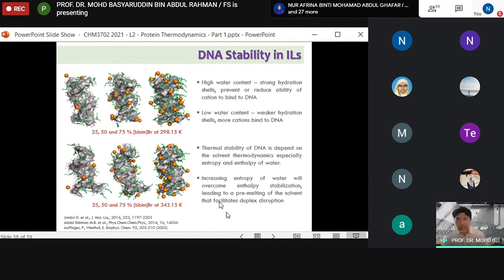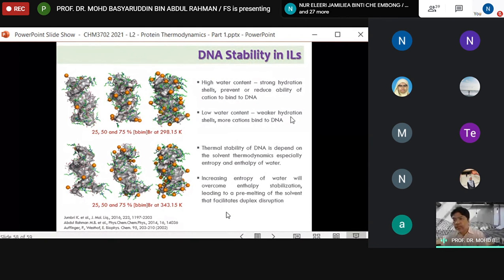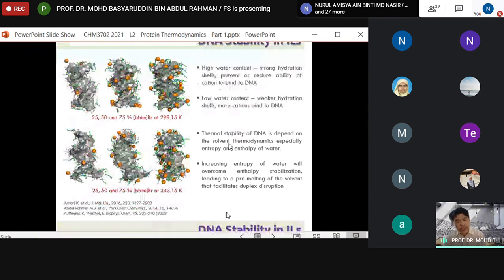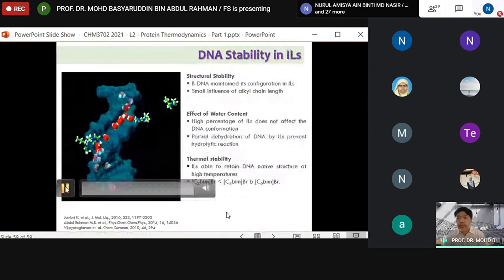So in this case, we found that with low water content, weaker hydration, more cations bind to the DNA, and DNA always has grooves, so we can monitor the location of the ionic liquids that stabilize the DNA. Okay, so hopefully this one also works.